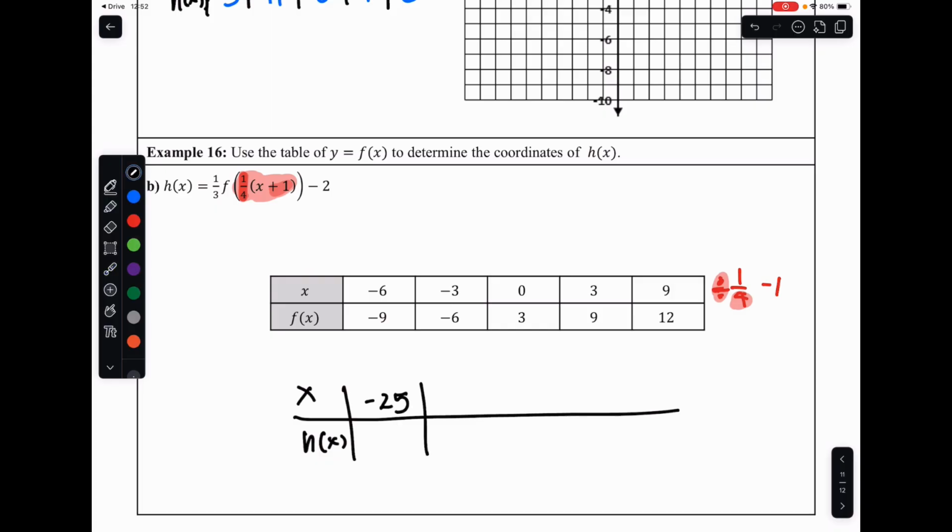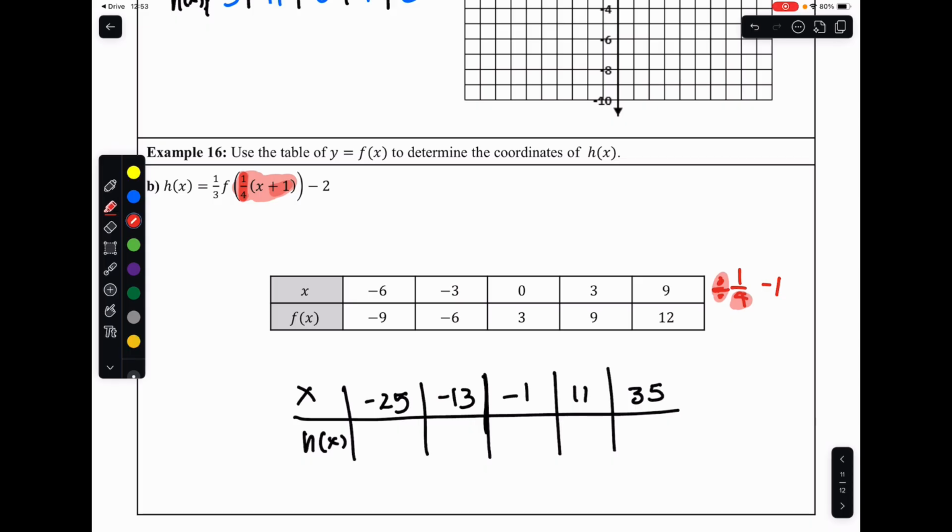Now moving on with negative 3. Negative 3 divided by 1/4 is negative 12. Negative 12 minus 1 is negative 13. The next number is 0. So 0 divided by 1/4 is 0, and 0 minus 1 is negative 1. And now 3. 3 divided by 1/4 is 12. 12 minus 1 is 11. And then finally 9. 9 divided by 1/4 is 36, and 36 minus 1 is 35.